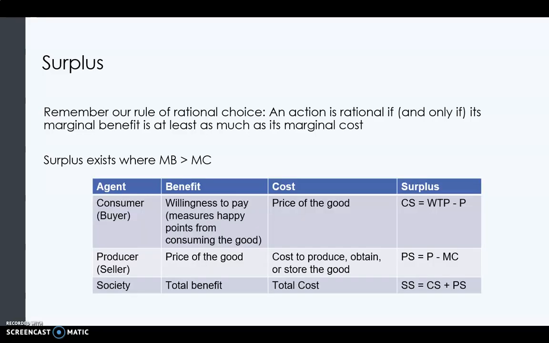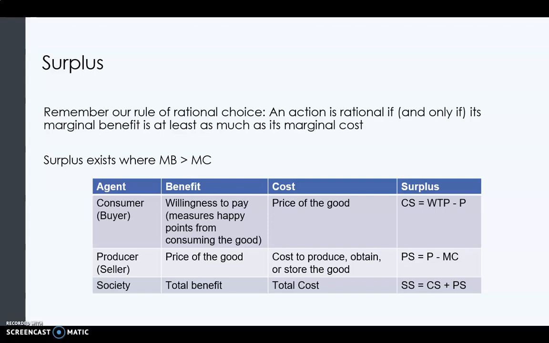For a consumer, the benefit that they get is the willingness to pay, which measures how many happy points they get from consuming the good. The cost is the price of the good, so the surplus is the difference between what you would have been willing to pay and what you actually had to pay.